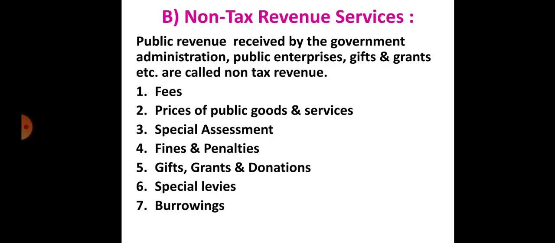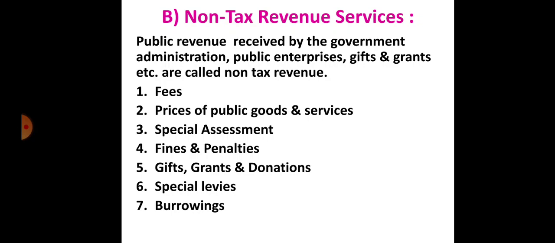So the next point is gifts, grants and donations. The government may also earn some income in the form of gifts by citizens and others. The government may also receive grants from foreign governments and institutions for general and specific purposes. This is an important source of development finance for a developing country like India. So this source of revenue is uncertain in nature.